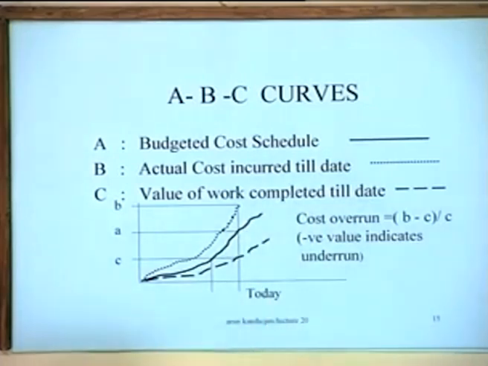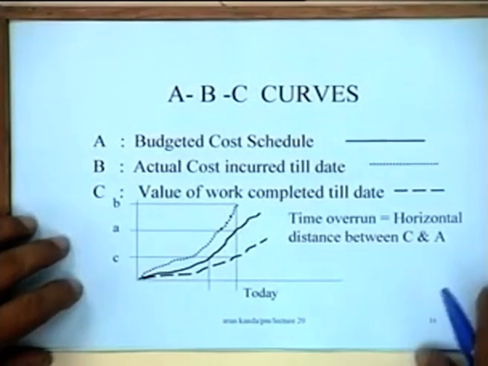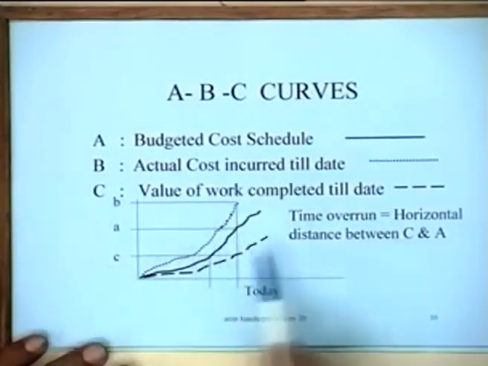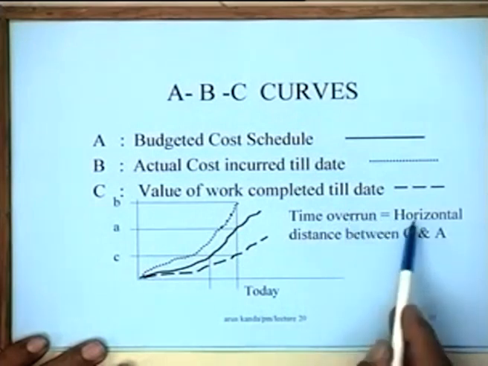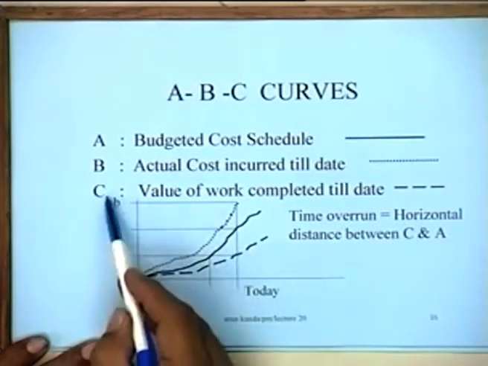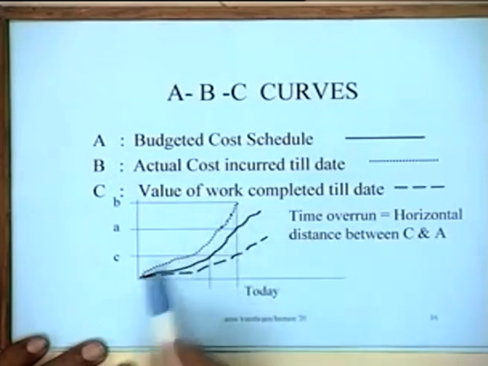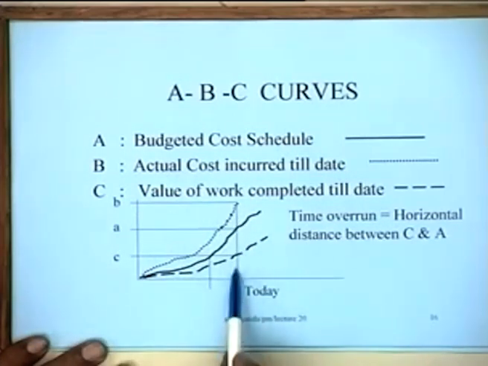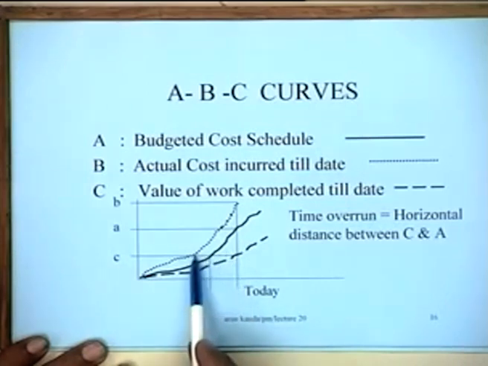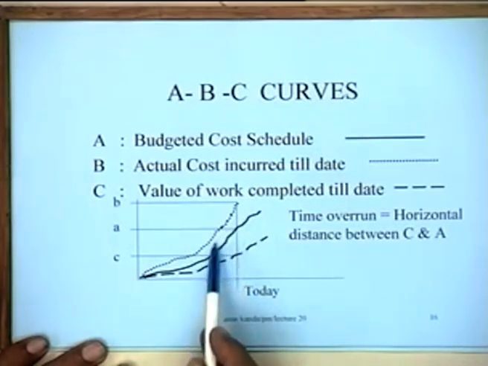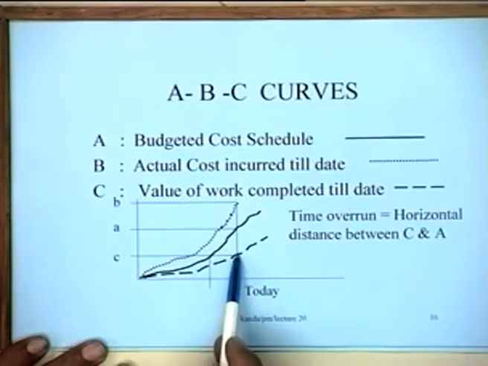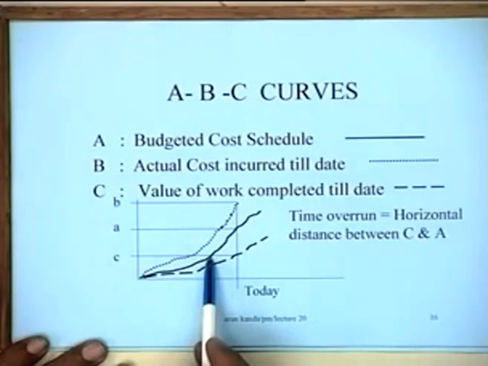Similarly, let's try to see how you will measure the time overrun in a project. Again, the time overrun is nothing but the horizontal distance between curve C and A. This is C and this is A. How? This is time today. Today I have done this much value of work. If I project this horizontal line, it intersects this budgeted cost schedule at this particular point. So it shows that this much value of work should have been done actually at this point of time.